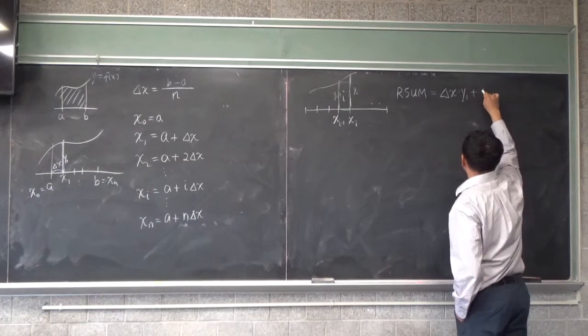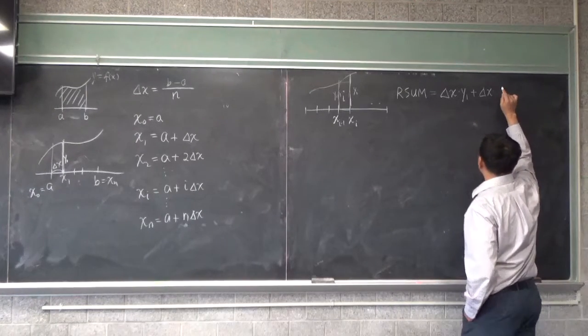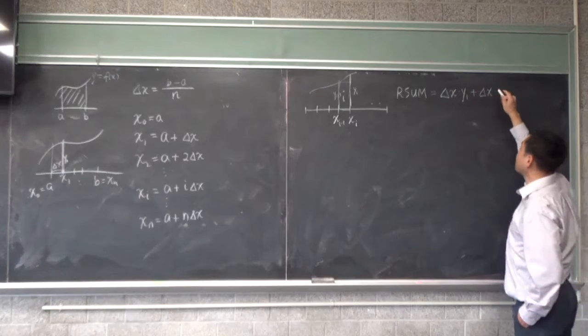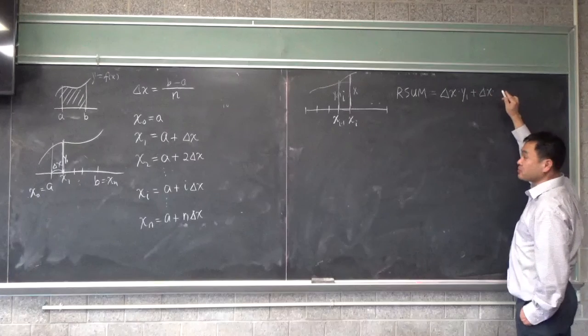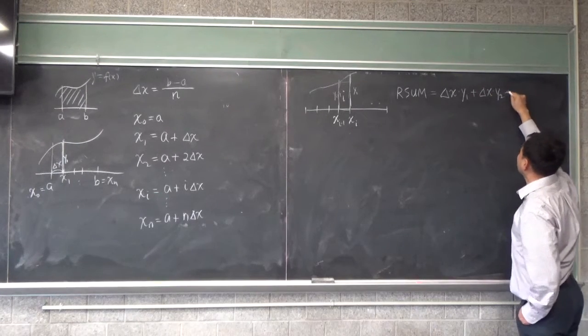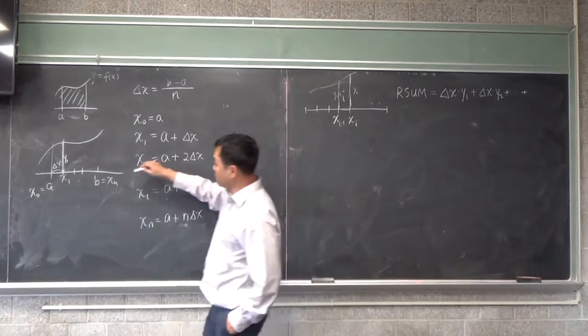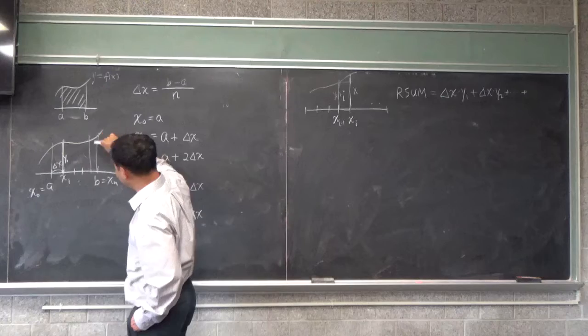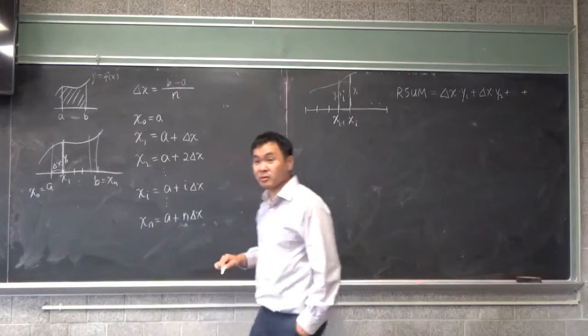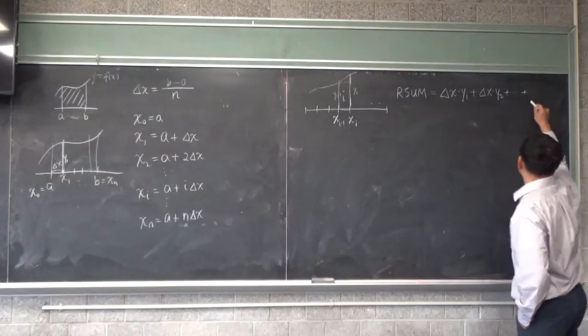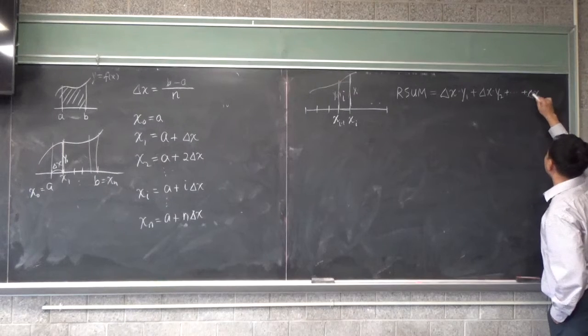What's the area of the next rectangle? Y2, right? All the way up till the last one. This is our last one, right? What's the right endpoint? Xn. So it should be delta x times yn.